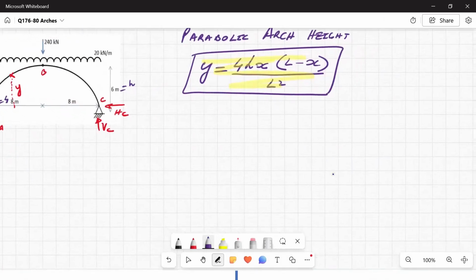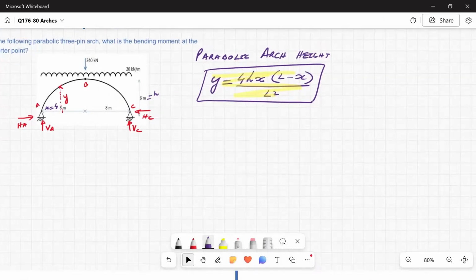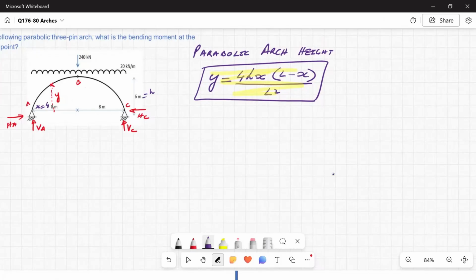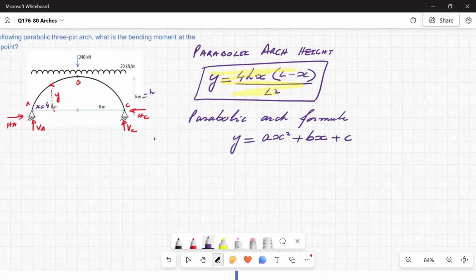This is the formula, but how do we come up with this formula? That's a real question. Parabolic arch formula is essentially a quadratic equation. So what is quadratic equation? So parabolic arch formula is y equal to ax square plus bx plus c. Let me call this equation 1, and now I will apply 3 boundary conditions.